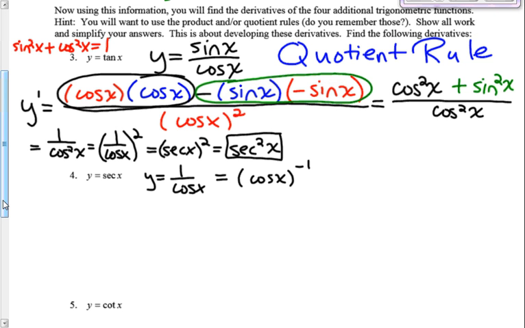So when I take my derivative, I'm going to have, I bring my exponent down. Now I'm just using a power rule. Sorry, let's write that down. We have a power rule with a chain rule.